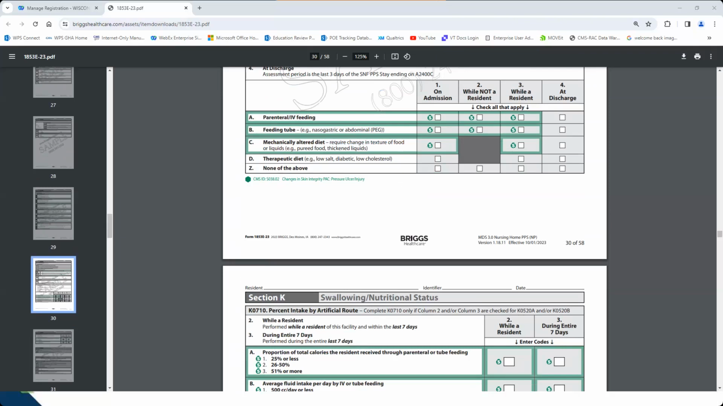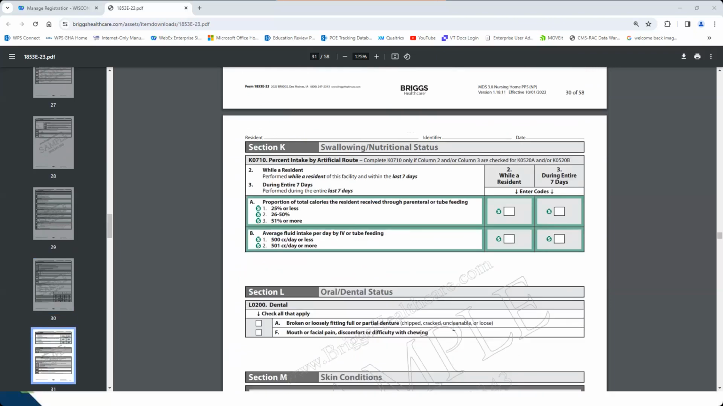Regarding feeding, you also need to note if those things had already occurred on admission, while the patient was a resident of the skilled nursing facility, or while they were not a resident of the skilled nursing facility. We're going to check your nutritional records, any speech language pathology records, any nursing notes, etc., to help verify this information. And again, the proportion of tube feeding that this patient may be getting if they are on parenteral or enteral feedings, and the average fluid intake per day, while they're a resident and during the entire 7 days.